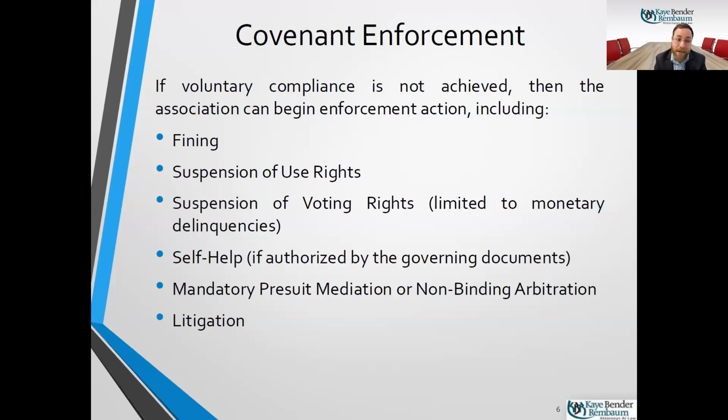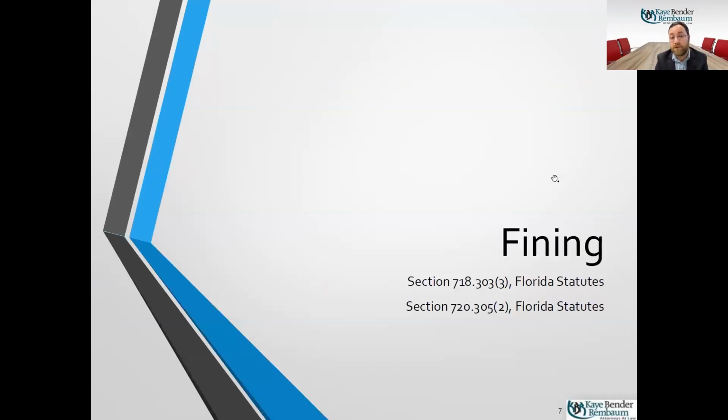Although for certain violations you don't want to exercise self-help. I wouldn't recommend just going on the property, snatching the dog, and bringing it to a shelter. But self-help, as I'll explain later, can be used in certain circumstances. And then when all else fails, there's pre-suit mediation and non-binding arbitration, which again, I'll explain later. And then if that fails, well, then you're going to court. And that's what litigation is. So fining.